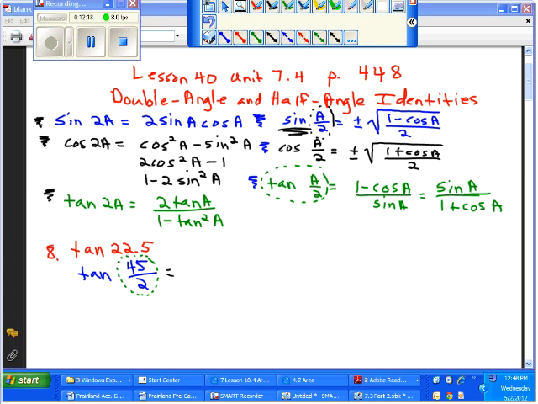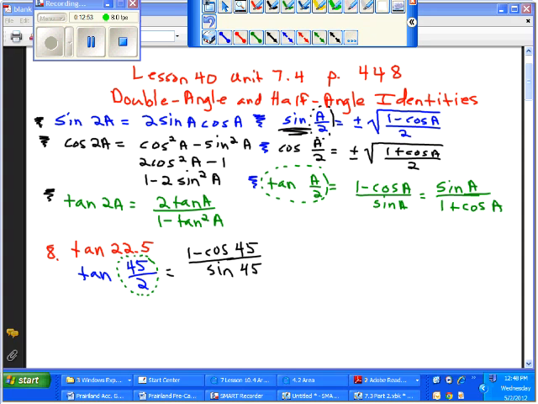And so that's going to be equal to 1 minus cosine A over sine A, A being 45, right? So 1 minus cosine 45 over sine 45. 1 minus cosine of the angle A, which was 45, over sine of that angle A, which was 45. And we know how to find sine and cosine of 45. Okay? Any questions there?